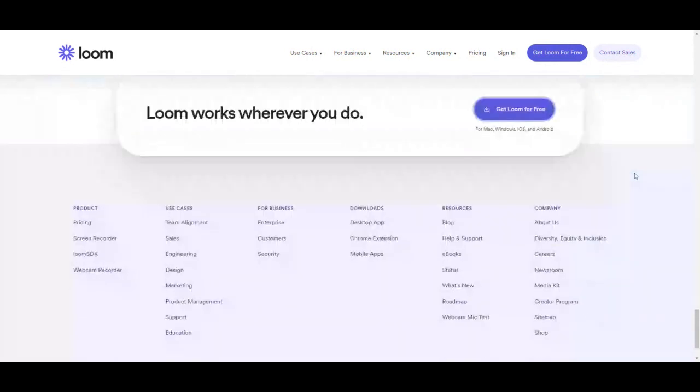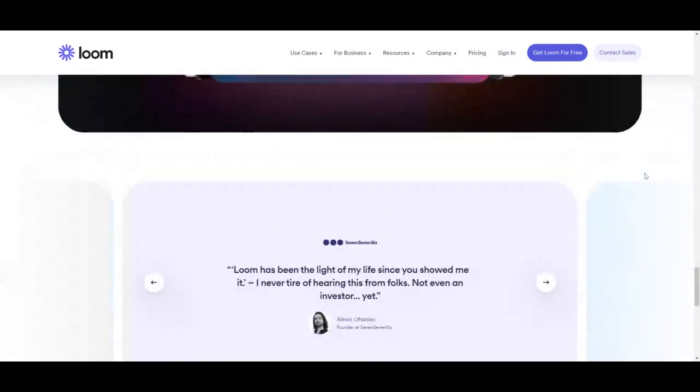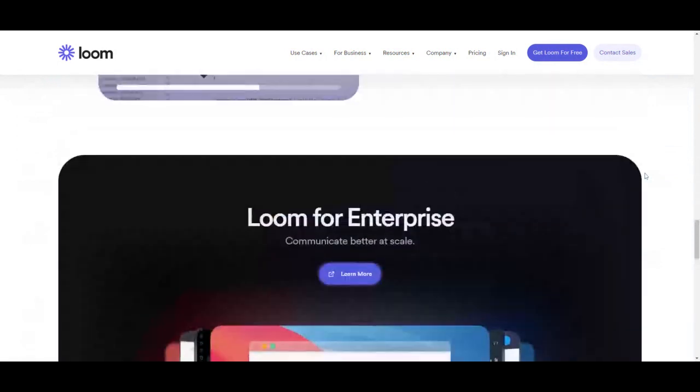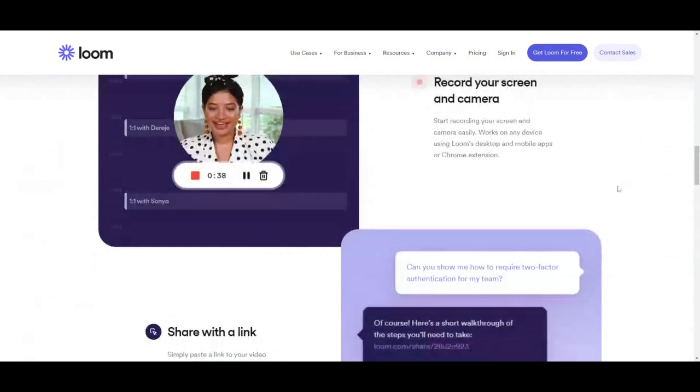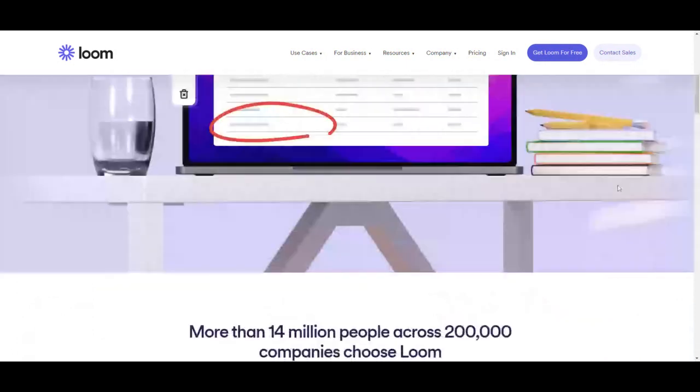Loom works wherever you do. During the pandemic, it was a lifesaver for anyone like myself who had not taught online before. So it really came into play.